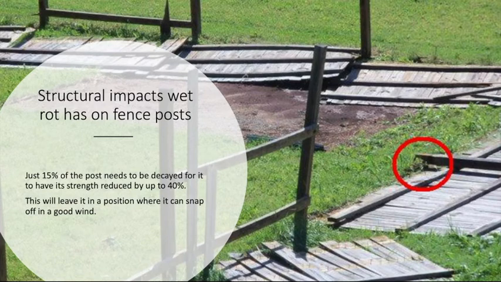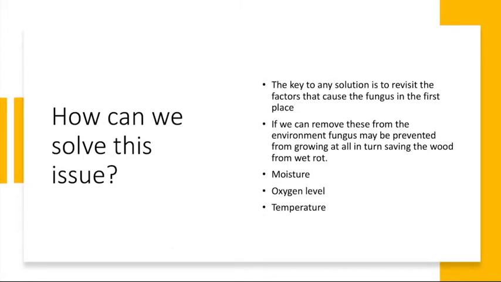on fence posts. Just 15% of the post needs to be decayed for it to have its strength reduced by up to 40%. So nearly half of its strength is gone by just this little piece. As we can see here from the picture, there's plenty of snapped off fence posts, probably induced by wind, but they would have been weakened by moisture. So is there a way of solving this?